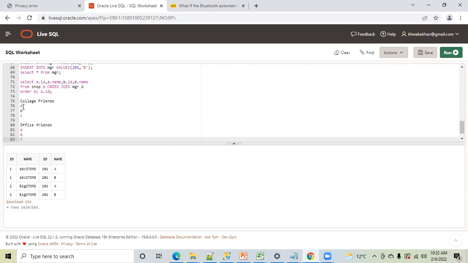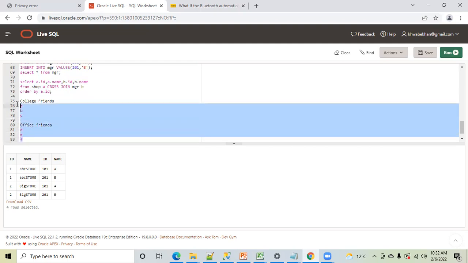A will do handshake with D. A will do handshake with E. A will do handshake with F. Similarly, B will do handshake with D, B will do handshake with E, B will do a handshake with F. So this is like a cross join, right? This is like a cross join.